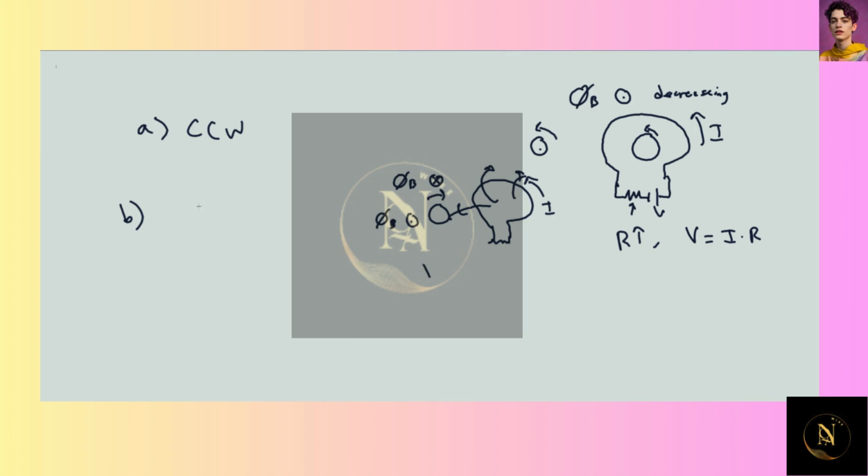So in the second case, the current will flow clockwise in the smaller loop. So those are our two answers.